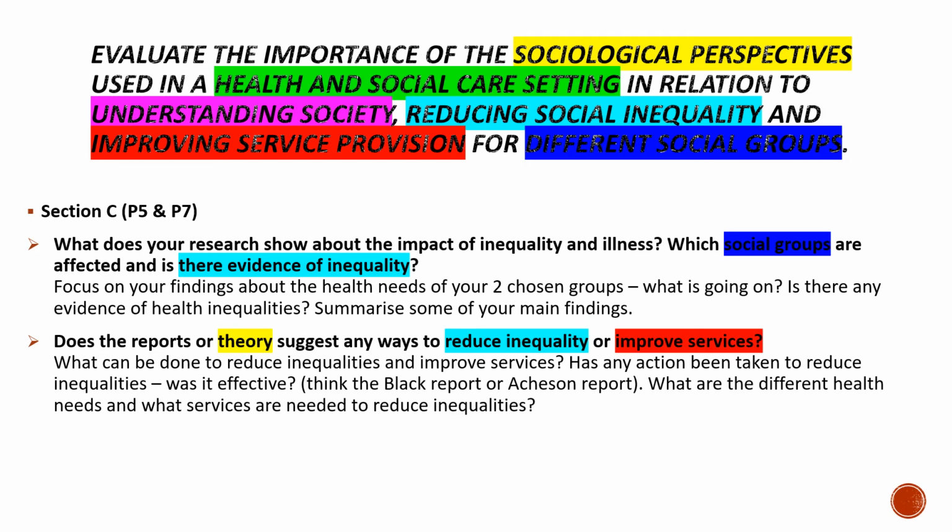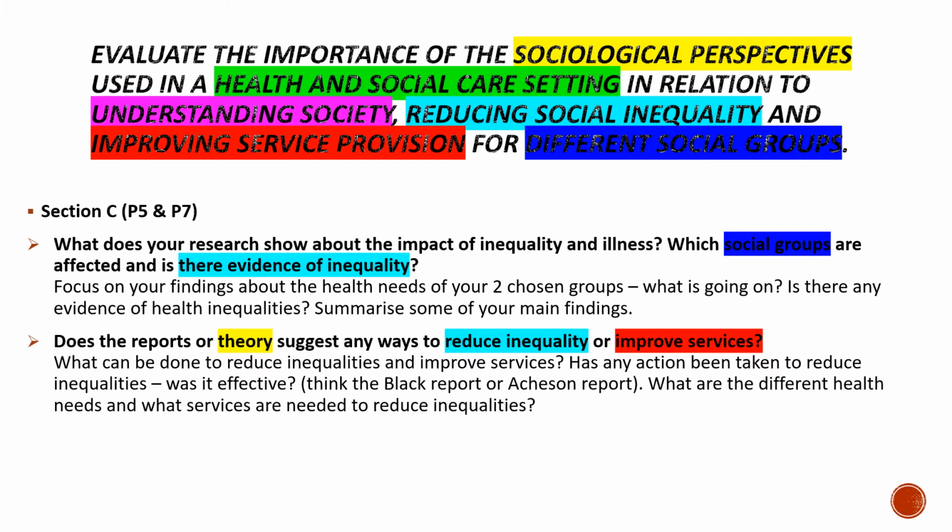What do the reports or the theories suggest about how to explain or reduce inequality? Do they provide evidence on how to improve services? If you've looked at social class, you would have talked about the Black Report, the Aiken report. You might have talked about the King's Fund surveys and reports. So what did they say about inequality?